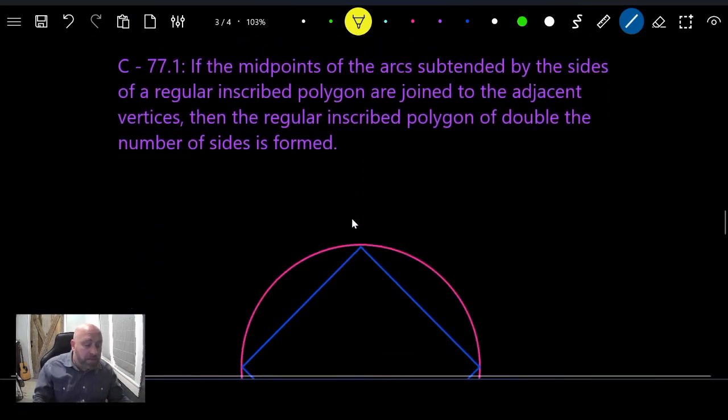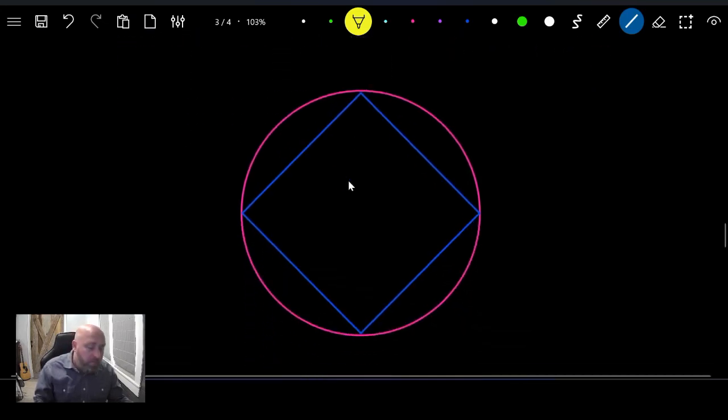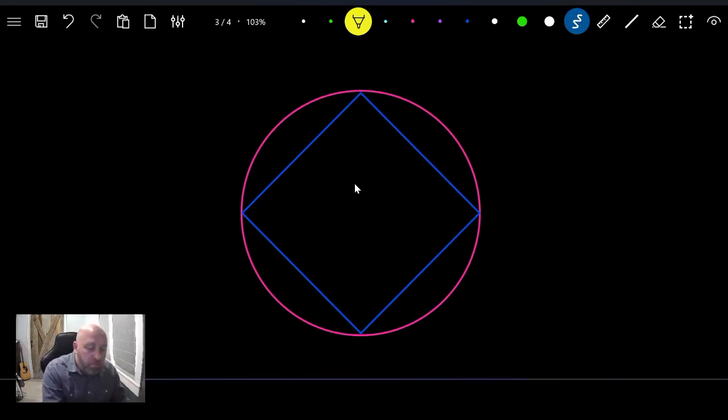All right, next is on page number 261. Corollary 77.1. If the midpoints of the arcs subtended by the sides of a regular inscribed polygon are joined to the adjacent vertices, then the regular inscribed polygon of double the sides is formed. All right, check this out. So here's what they're saying. I know that's a lot of jargon right there. It's a lot of mumbo jumbo, right?